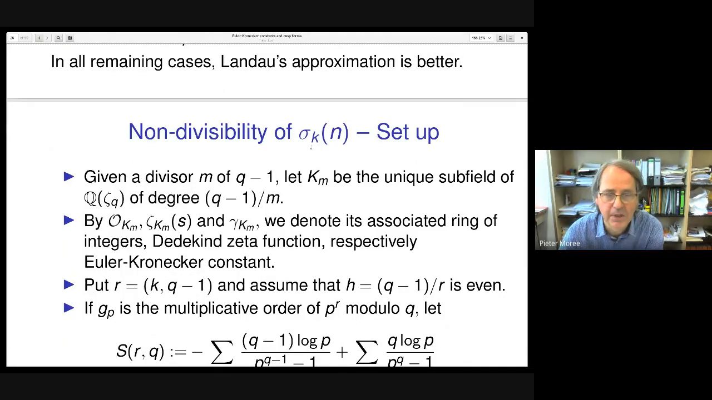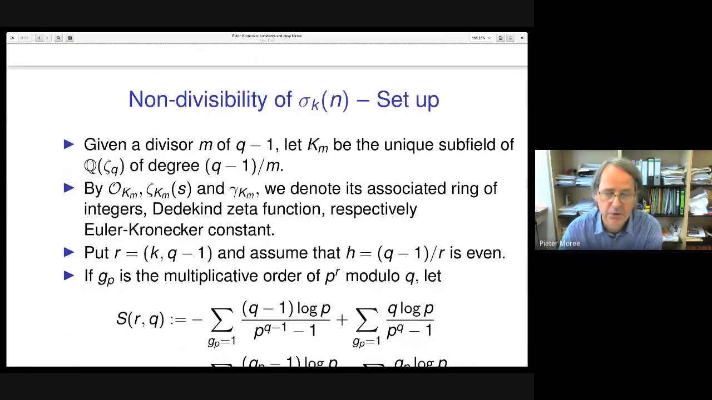And in this story, a subfield of the cyclotomic field plays a role, and this we call K_m. So it's the unique subfield of degree (q minus 1) over m. So K_1 is of course the full cyclotomic field, and K_2 has then degree (q minus 1) over 2. And so this is the maximal real subfield, for example. So those fields play a role.